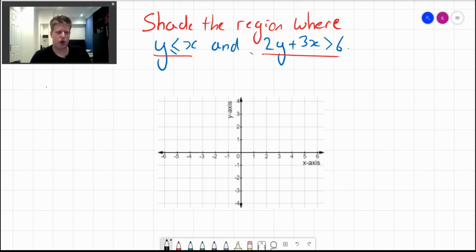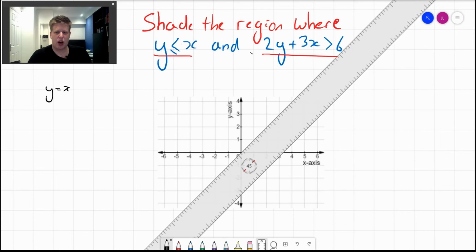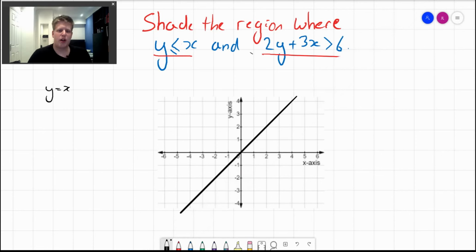First, we have to draw the equation y equals x, which we know to be a straight line that goes straight through the origin like this, a diagonal line with gradient 1 and intercept 0. Now to find the region we're looking for, usually I'd say use the origin, but the origin, point (0, 0), lies on the line, so we have to use a different point. Let's use this point here, for example.